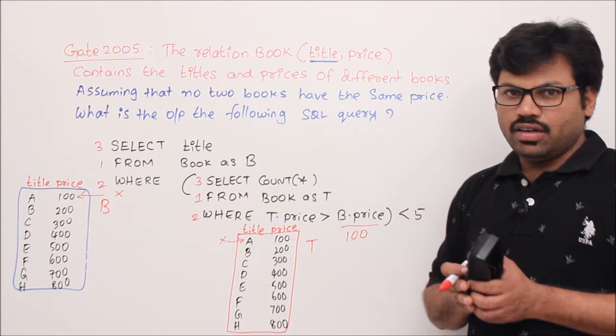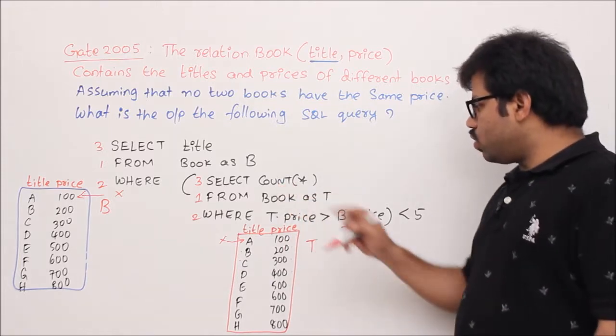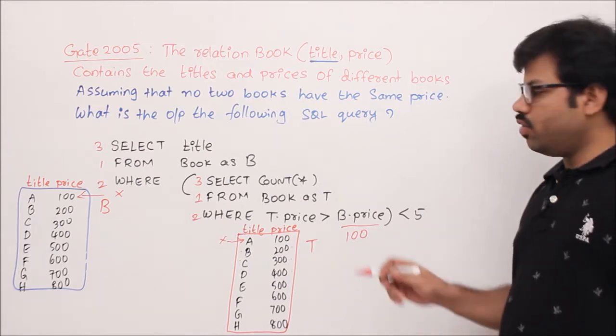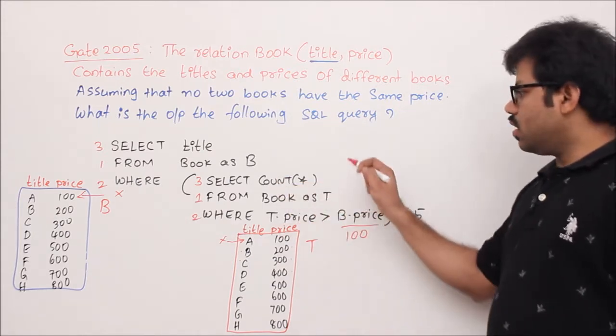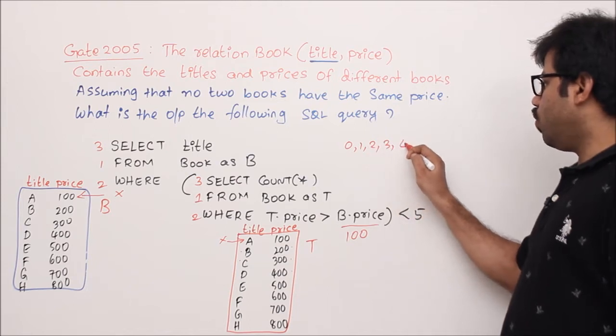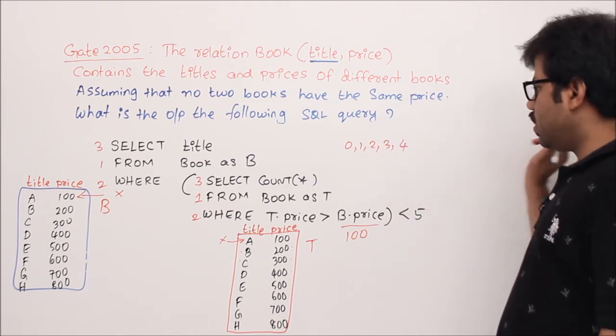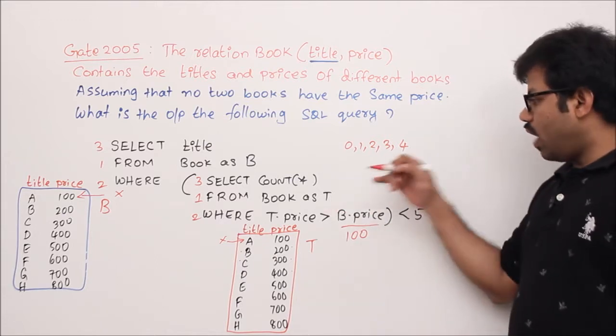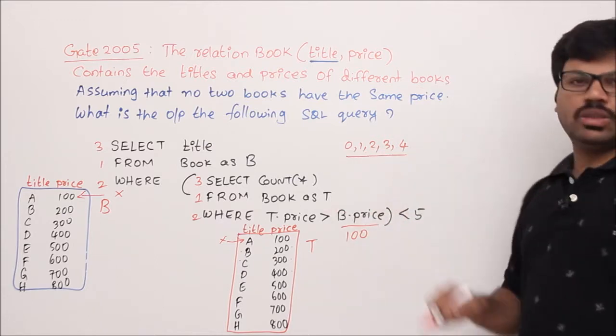To get printed, the count here should be less than 5. What are the possibilities to have count less than 5? What does this count star give? It gives 0, 1, 2, 3, 4 and 5, 6, 7. The values 5, 6, 7 definitely make this condition false. To have the condition true, only 0 to 4 are the possibilities.